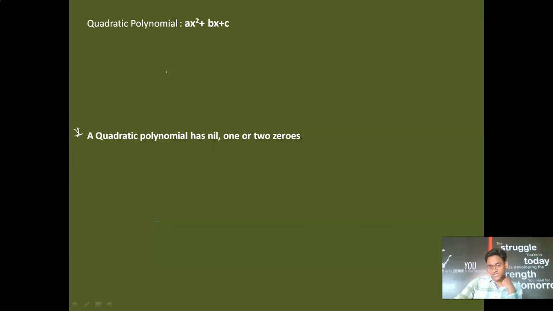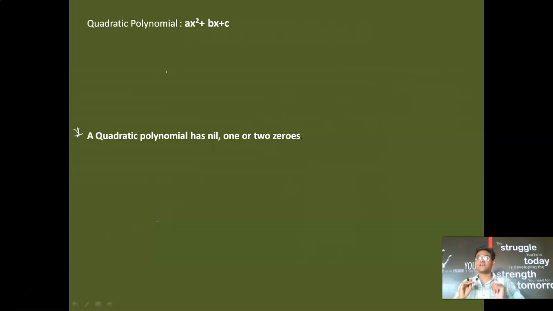Now this point is very important. A quadratic polynomial has nil, 1 or 2 zeros, either no zero or 1 zero or 2 zeros. Now what are the cases? Okay, see students, as I just told you, we will get the zero by intersecting the curve with the x-axis. So when the curve meets the x-axis, we will get the zero. When the curve does not meet the x-axis, we will not get the zero. Clear students?